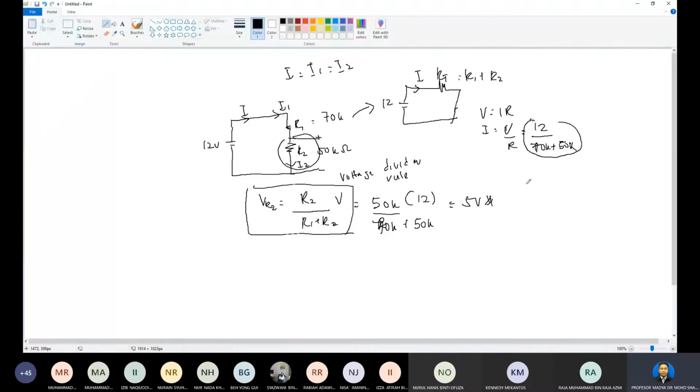Voltage VR2, current, 70 kilo plus 50k. To get the voltage here, you can use this one, or you can straightforwardly calculate the current and then multiply with the resistor. Multiply this one by 50 kilo, because this one is 50k. So the answer will be 5 volts.